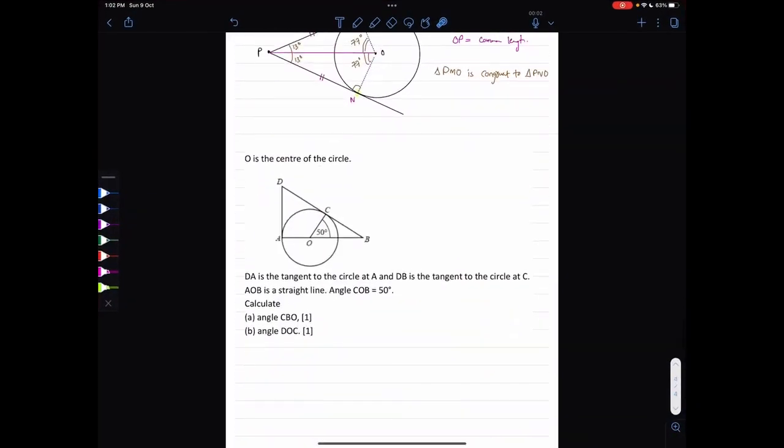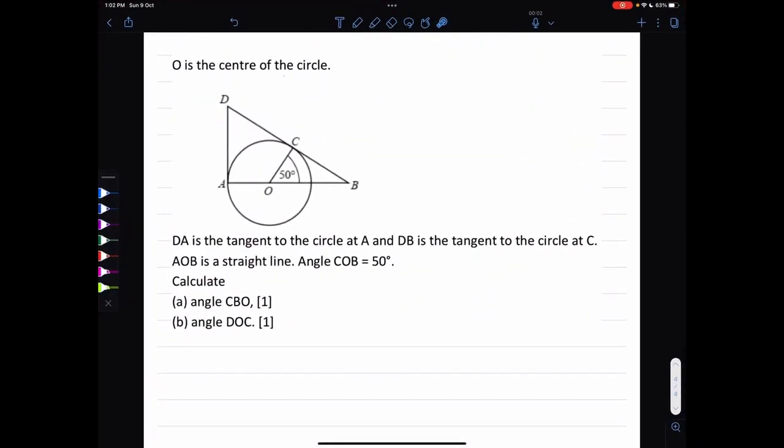Let's look at a question now. O is the center of a circle. DA is tangent to the circle at point A, and DCB is a tangent line to the circle at point C. AOB is a straight line. Angle COB is 50 degrees, so this angle is given to us as 50 degrees. We need to calculate angle CBO.